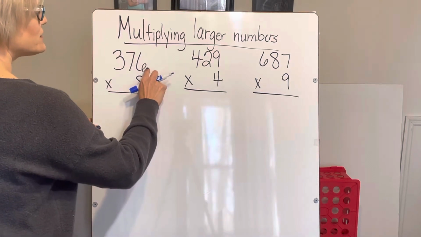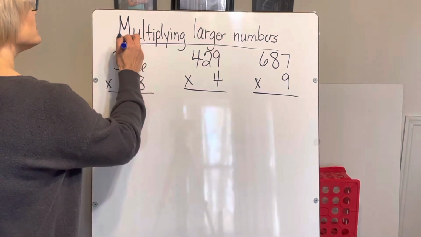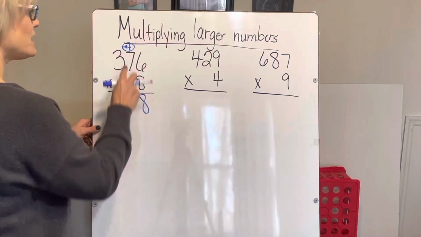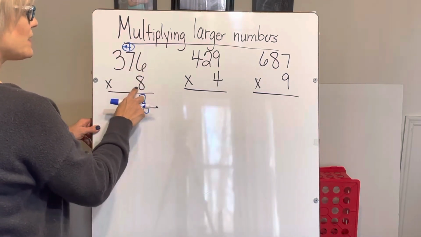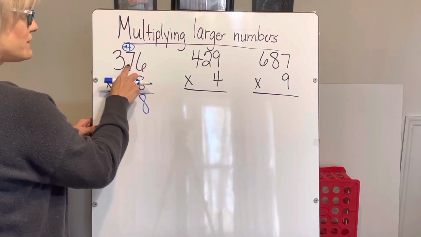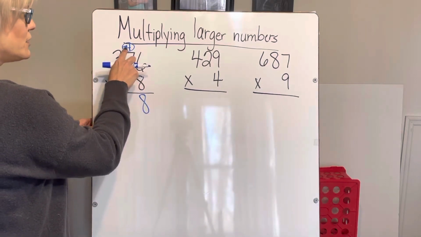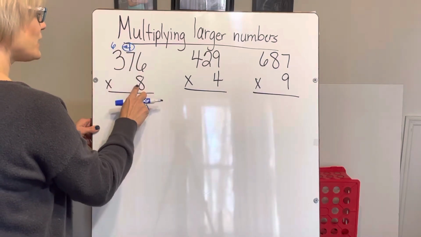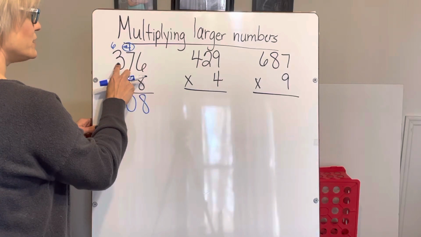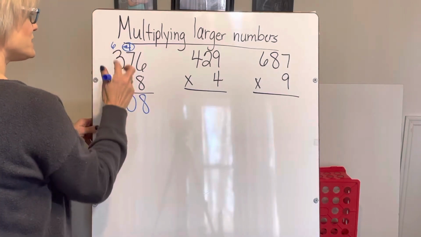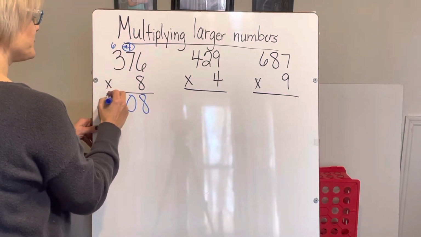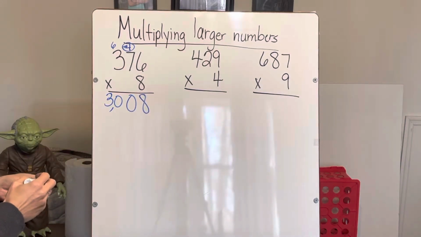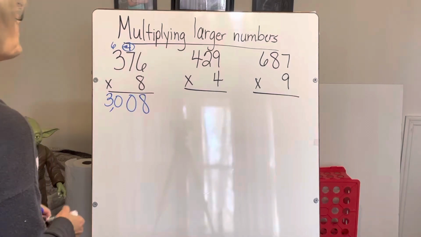So we've got 8 times 6, which is 48. So we bring the 4 up, and remember this is the addition zone, and bring the 8 down here. There's the 48. Then we have 8 times 7, which is 56, plus 4 more, which is 60. And then we have 8 times 3, which is 24, plus 6, which is 30. And so there's the answer, 3008.